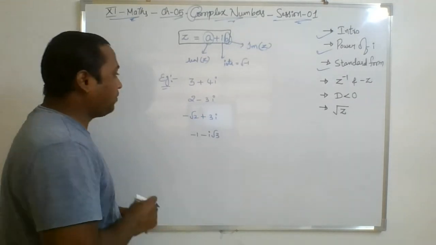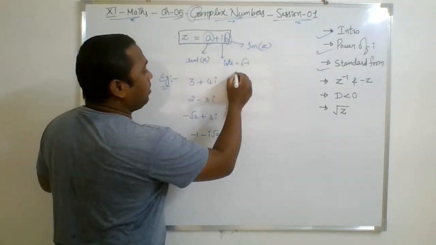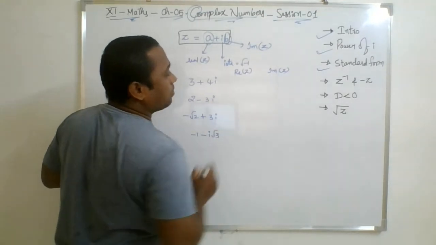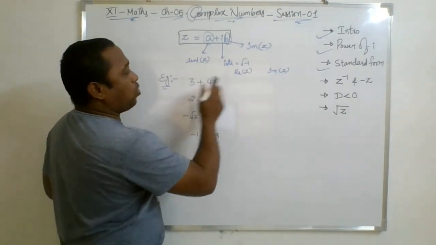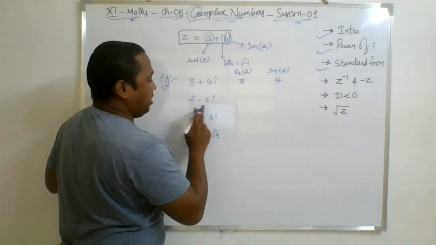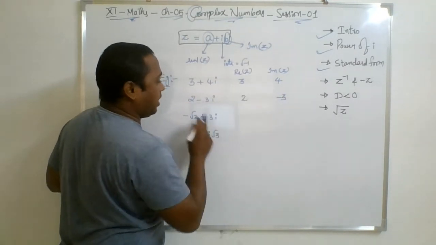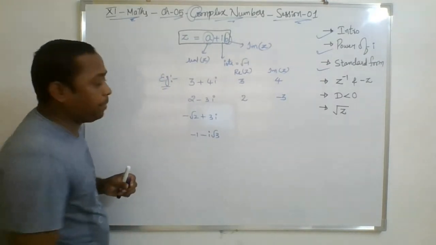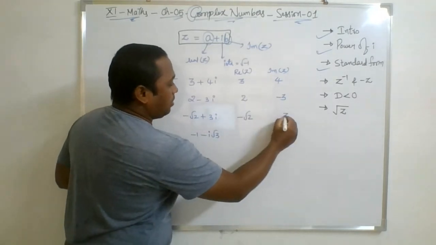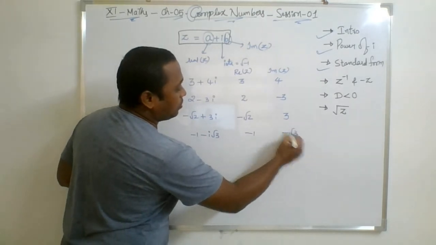Nothing else. Fine. So here, what is the real part of this complex number? I am writing the real part of the complex number and the imaginary part of the complex number. What is the real part of this complex number? 3. What is the imaginary part? 4. Real part 2, imaginary part is minus 3. Along with the sign you need to speak. Real part minus root 2, imaginary part 3. Real part minus 1, imaginary part minus root 3.